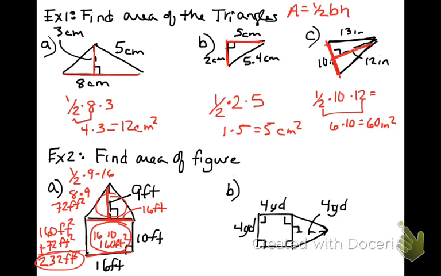B, this one's a square, so you're going to do 4 squared or 4 by 4, 4 times 4, which is 16. Either way you look at it, yards squared. And then here you have a triangle. Your base is again 4, so you're going to do 1/2 times 4 times 4, because your height is 4. So it's going to be 2 times 4, which is 8 yards squared. So 16 plus 8 equals 24 yards squared.